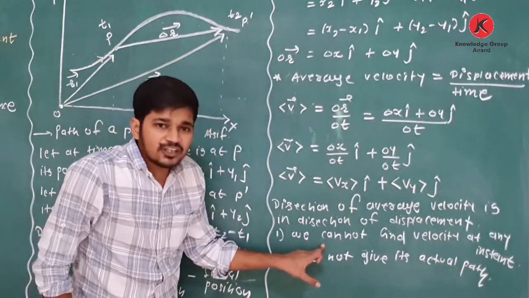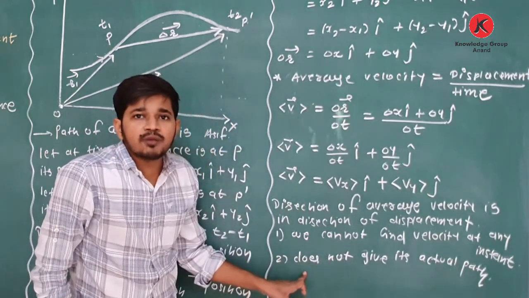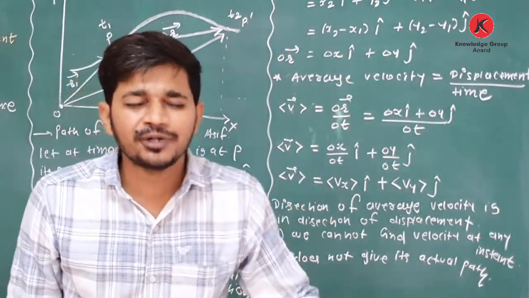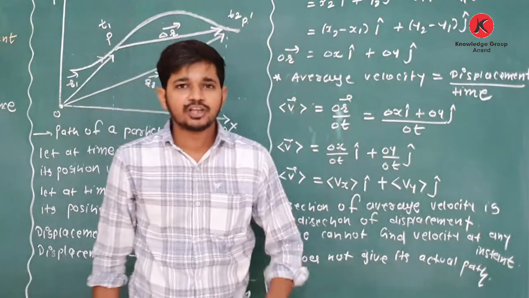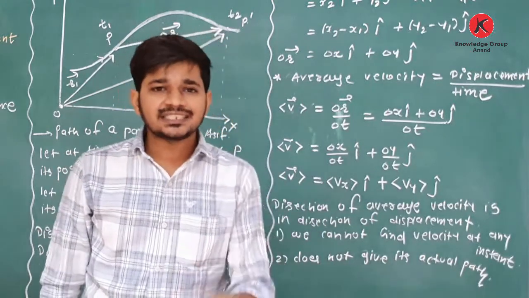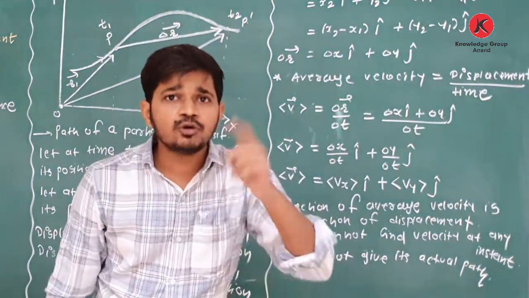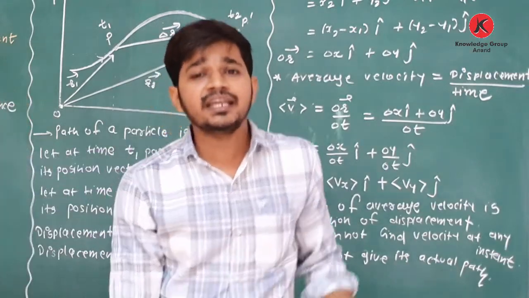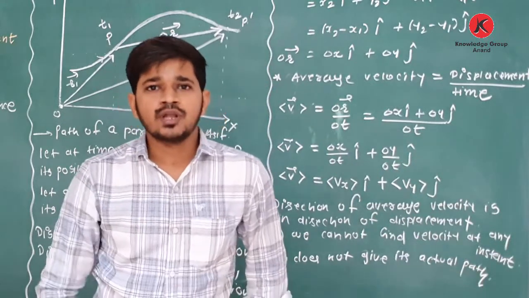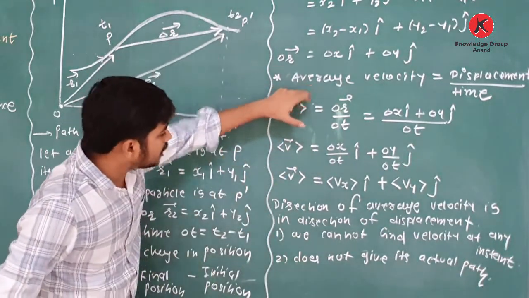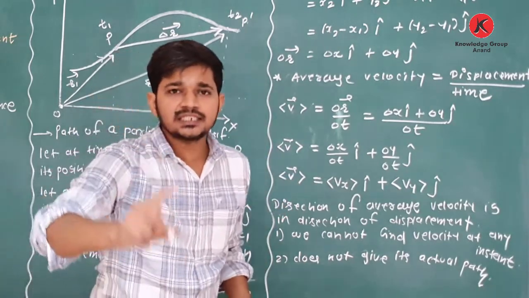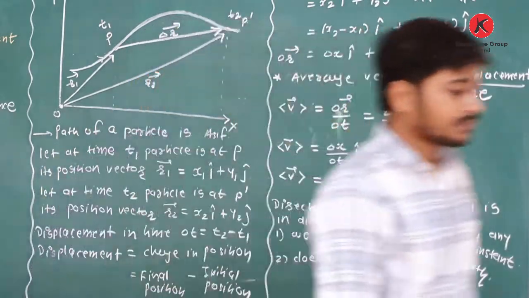Then how to find velocity at any instant? How will we get the actual path? When we take time delta t tends to 0. Yes, we have proved this concept in chapter number 3. When we take a very small time interval, delta t tends to 0, the average value is converted into instantaneous value. So here we saw average velocity, its equation, its direction, its limitation. Now we will see instantaneous velocity.